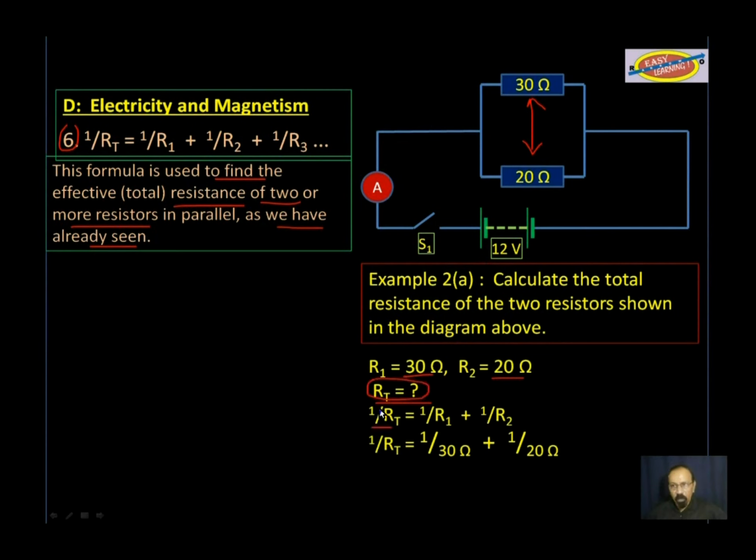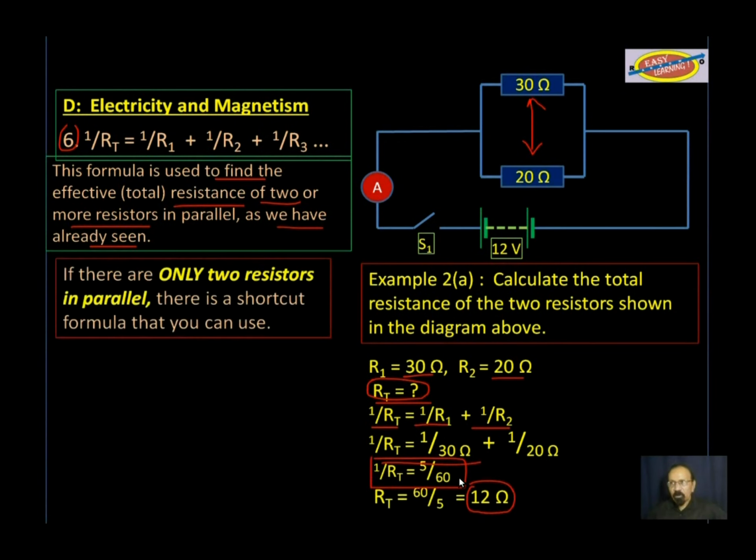We know 1 over R total is equal to 1 over R1 plus 1 over R2. We substitute the numbers we get, and we eventually come up with 12 ohms. Remember, you have to invert both sides of the equation after this point. Now, if you have only two resistors, there is a shortcut, and you don't have to go through this process here. So let's look at the shortcut.